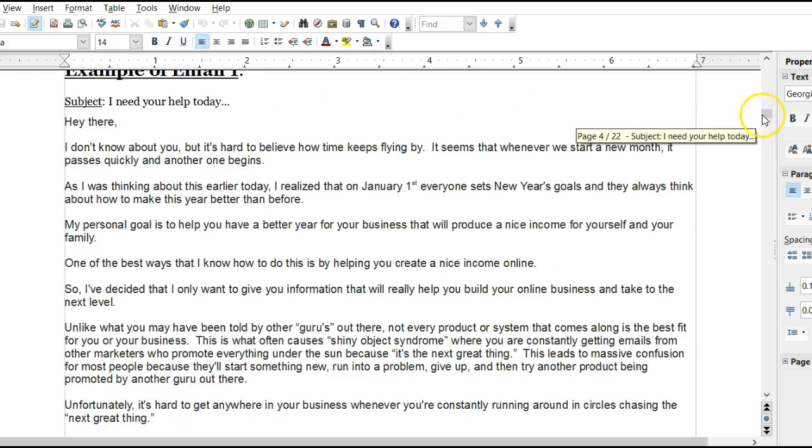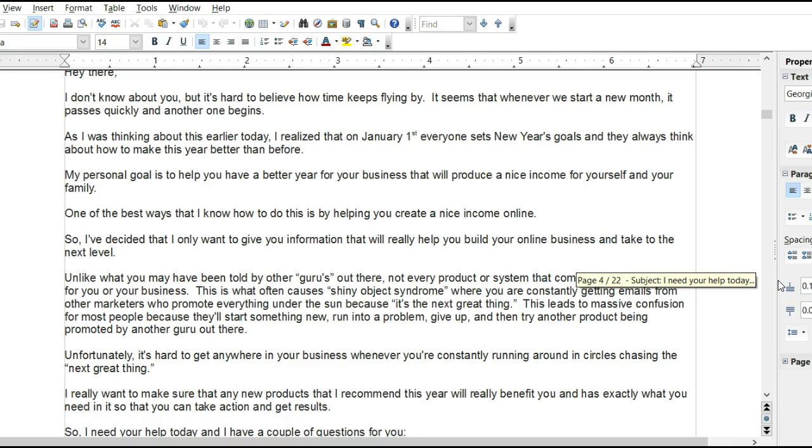And it simply says, hey there, I don't know about you, but it's hard to believe how time keeps flying by. I mean, it seems that whenever we start a new month, it passes quickly and another one begins. And as I was thinking about this earlier today, I realized that on January 1st, everyone sets New Year's goals, and they always think about how to make this year better than before. Well, my personal goal is to help you have a better year for your business that'll produce a nice income for yourself and your family. Now, one of the best ways I know to do this is by helping you create a nice income online. So I've decided that I only want to give you information that will really help you build your online business and take it to the next level.